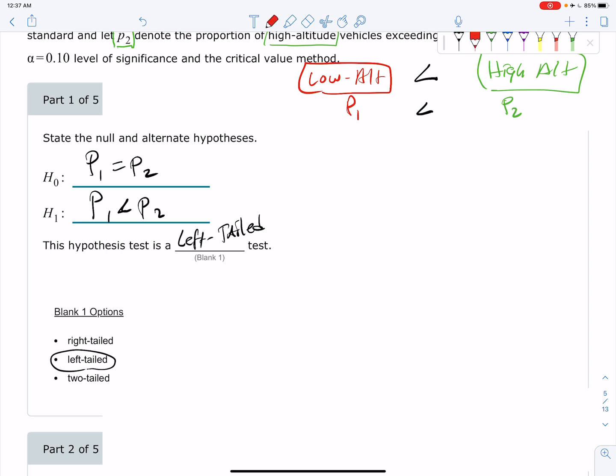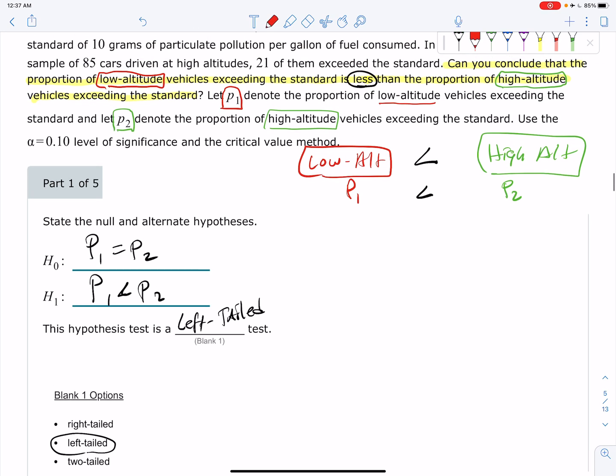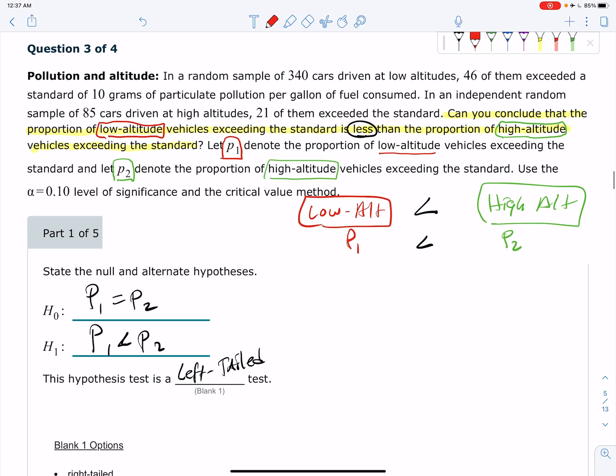Okay, and so now we go through all that. Now that we've got our colors, we can in a pretty easy fashion say there are 340 cars at low altitude, so N sub 1 equals 340. 46 of them exceeded, so X sub 1 equals 46. And then P hat sub 1 is just 46 divided by 340, which is approximately 0.1353.